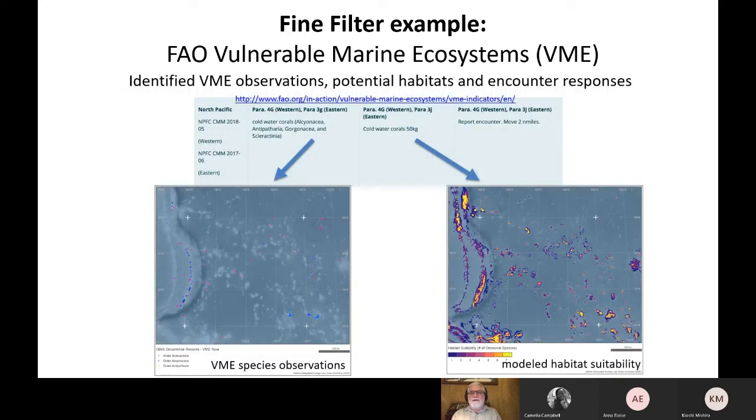This is an example here of some FAO listed VME criteria. On the left side, a map is showing some observations from OBIS, the Ocean Biogeographic Information System, on specific VME species observations for known species. So these are actual observed sites. And on the right side is modeled habitat suitability, which is a way to extrapolate information on where these species may occur. So two different ways to look at these approaches.